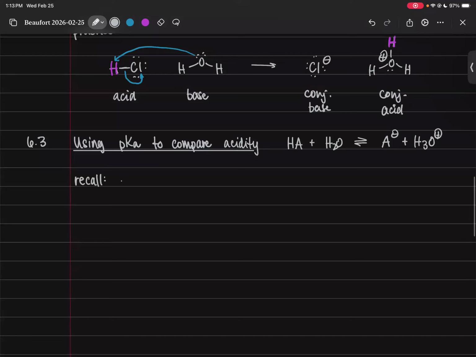So if you remember from equilibrium with an M, from Gen Chem, equilibrium means that there's no change in the concentration of reactants or products. It's not that the reaction has stopped, okay? It's that the rates of the forward and reverse reactions are equal, and so it looks like the reaction has stopped because there's no change in the concentration.